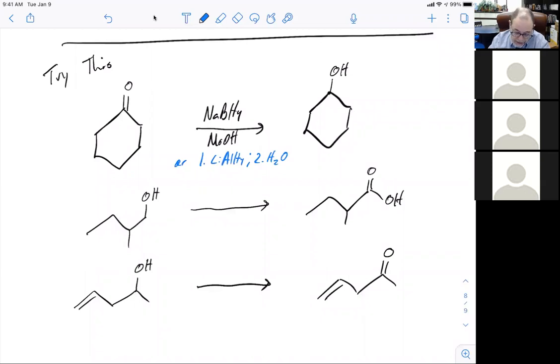The next one, we're going from a primary alcohol to a carboxylic acid. None of the carbon skeleton is changing, right? So here we could have used chromium anhydride, or we could have used sodium dichromate and acid and water. And the next one, we're going from a secondary alcohol to a ketone, right?